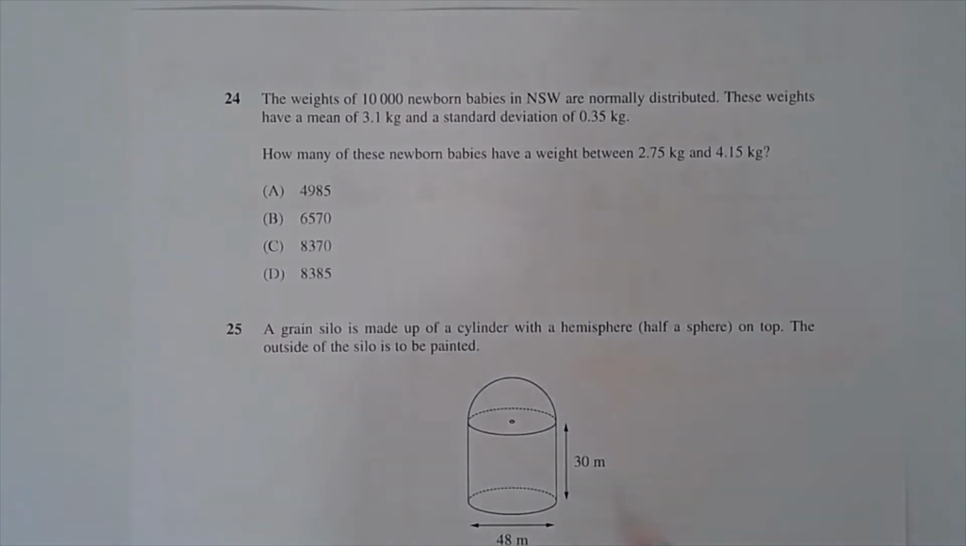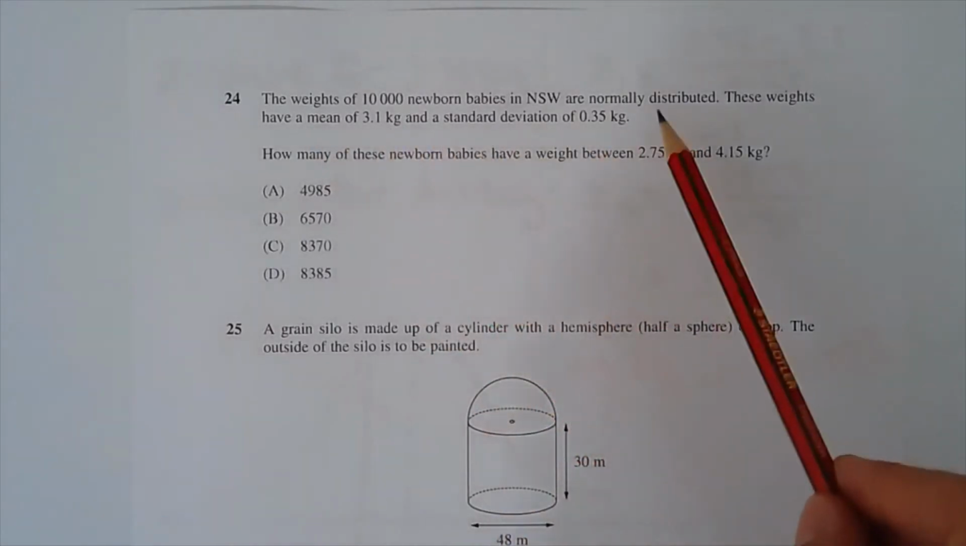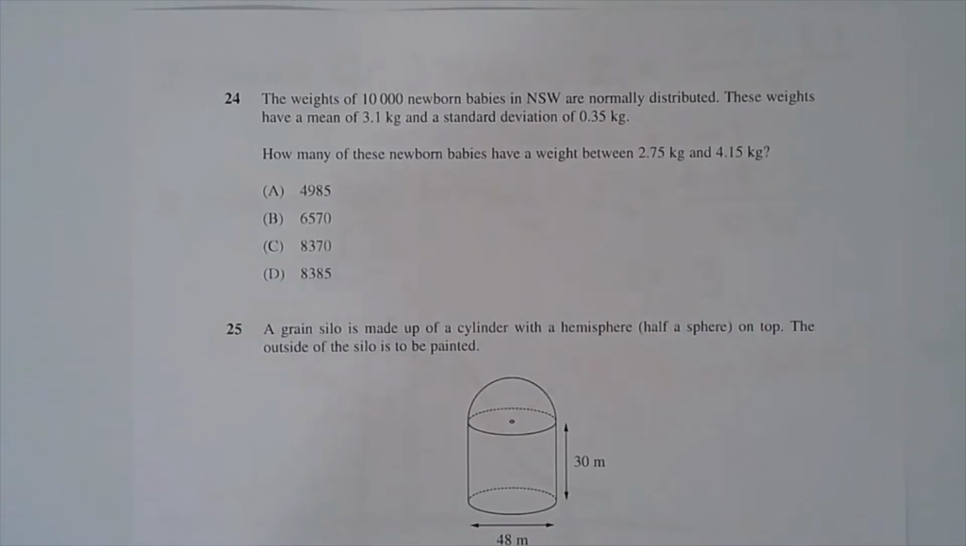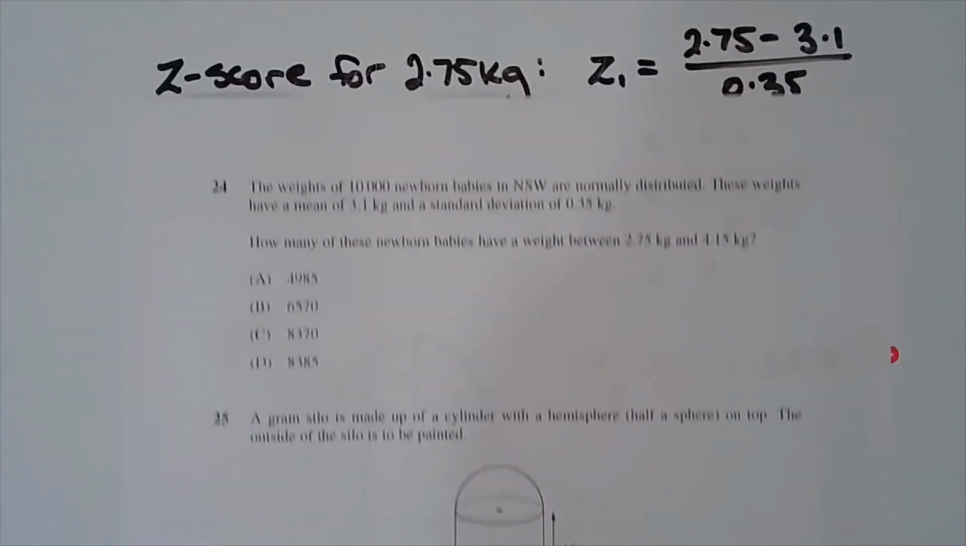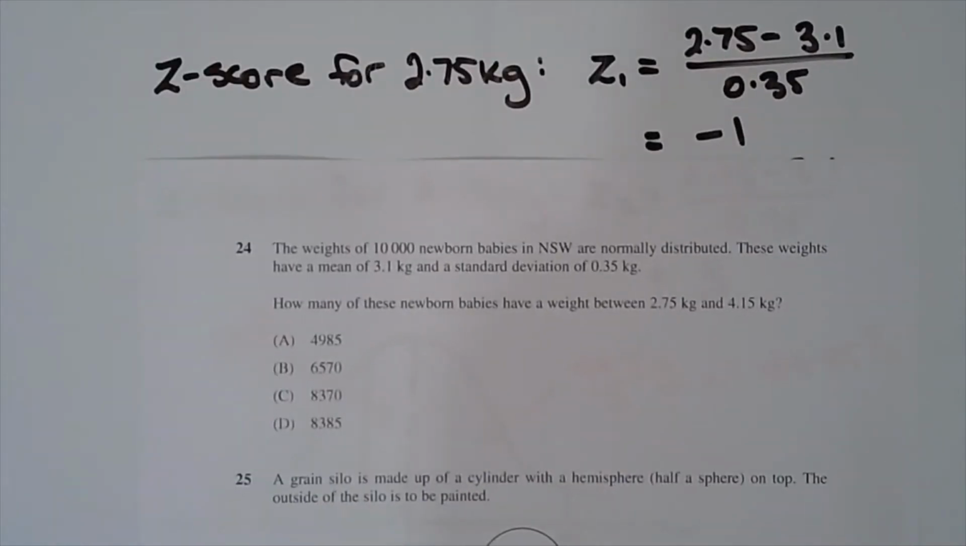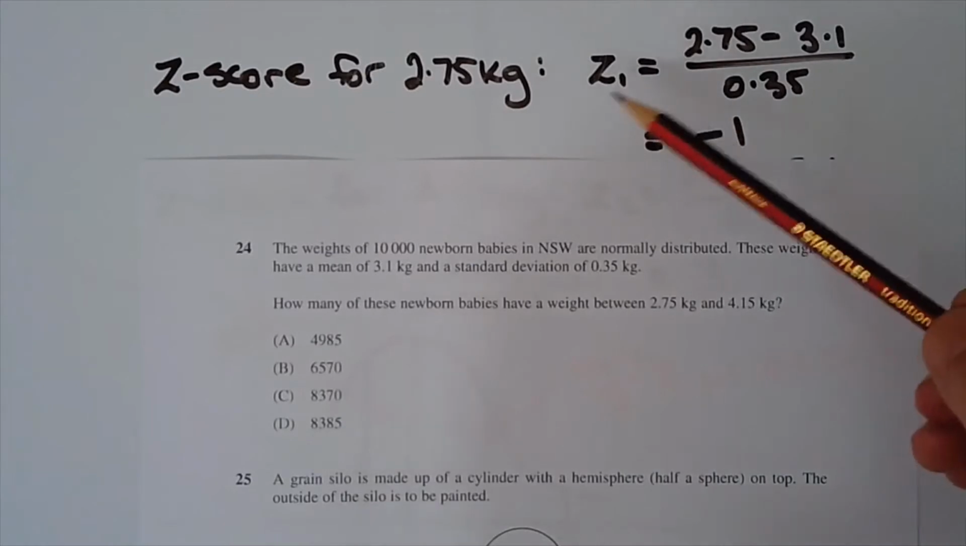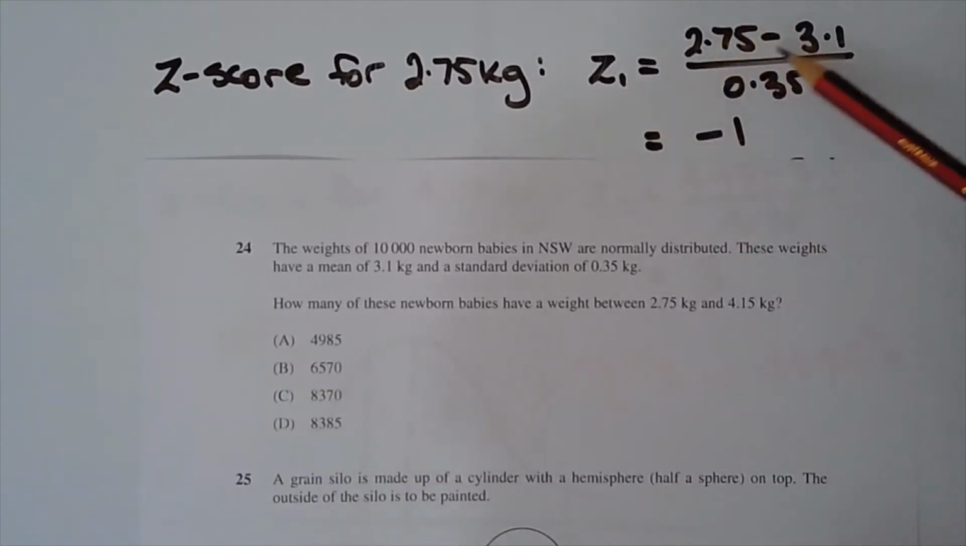Now, the first thing to note is that the weights are normally distributed, which means I'm going to use z-scores to find the percentage under the normal distribution that corresponds to these two weights. So let's find the z-score for 2.75 kilograms. I'll call that Z1, which is equal to 2.75 minus the mean, 3.1, divided by the standard deviation, 0.35, and that gives us negative 1.